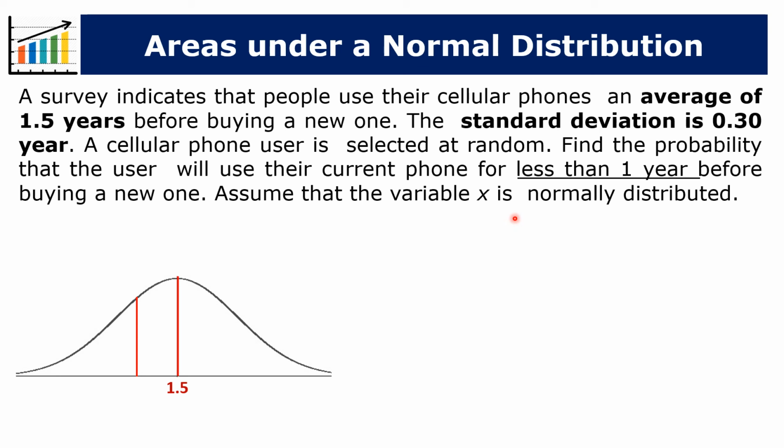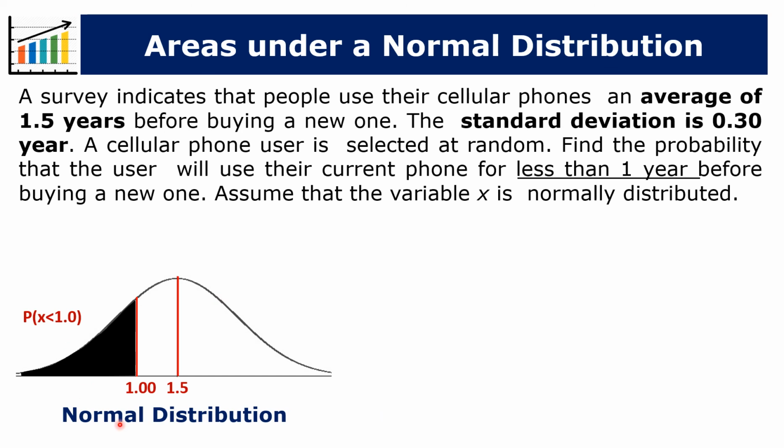Now, since we are looking for the probability that the user will use their current phone for less than 1 year, saan natin makikita si 1 year? It is located at the left side of the mean, which is 1.5. So, eto siya. And since ang hinahanap natin is the probability that the user will use their current phone for less than 1 year, what is the shaded portion that is less than 1 year? So, eto siya. This region is located at the left side of 1.0. So, in symbol, we have P of x is less than 1.0. So, this is the normal distribution.